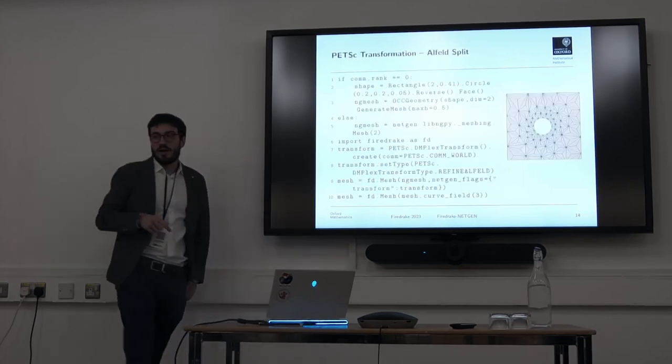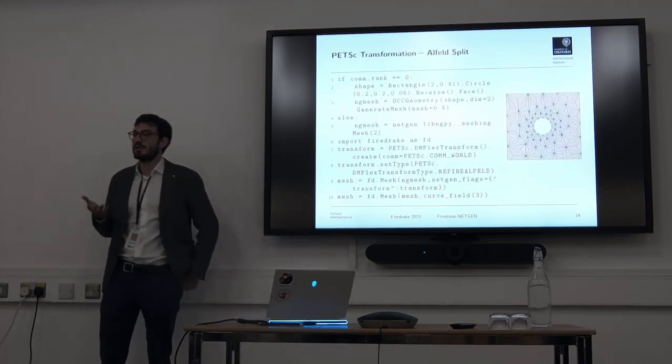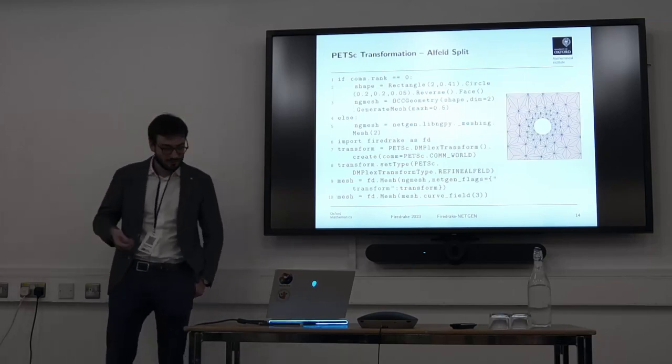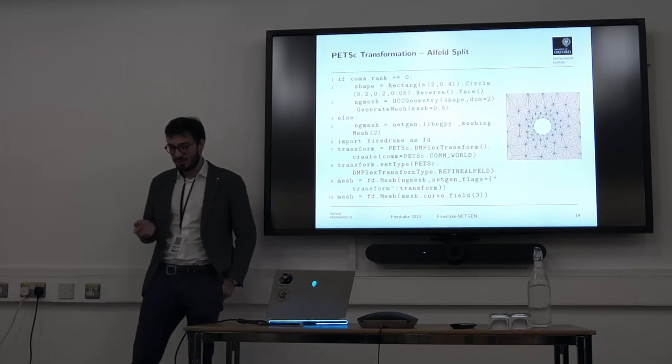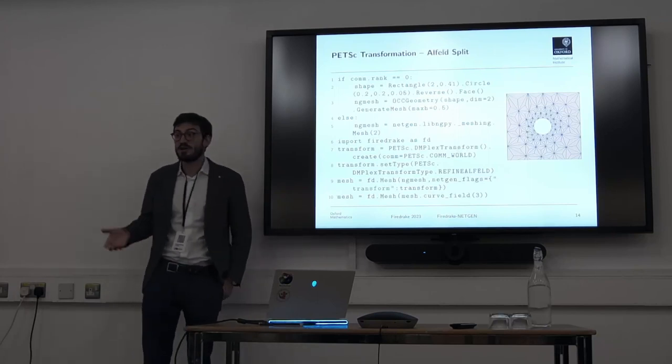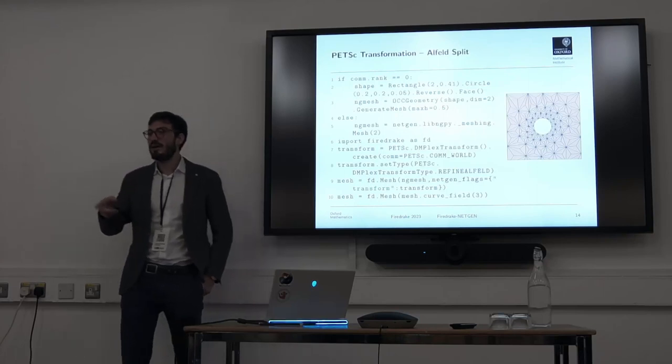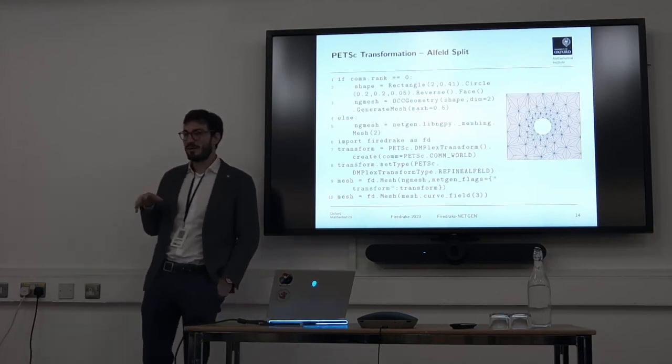Barycentric refinement. Now, I don't know if anybody's interested in Scott-Vogelius. We know Scott-Vogelius P2P1. We love Scott-Vogelius P2P1. How do we generate this mesh? There was a code, I think, done by Florian, which was a bit of a nightmare.